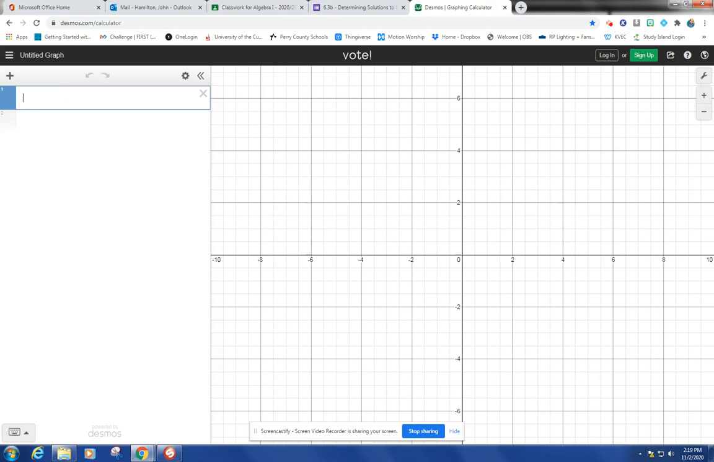And we're going to go ahead and put that first equation. That first equation that we had in our problem was y = 2x - 5. And you notice immediately it goes ahead and graphs that line for us, okay?